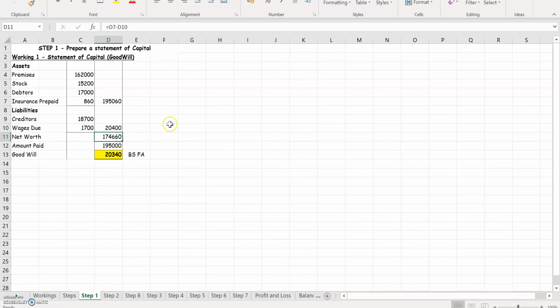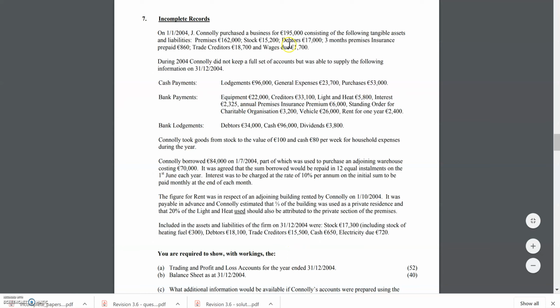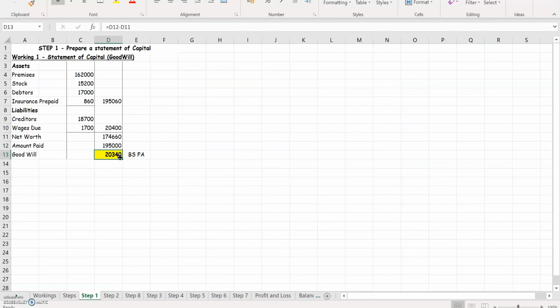So our net worth is 174,660. The amount we paid for it was 195,000. That's taken straight from here. You take one away from the other, and the difference then is your goodwill. That goes into your balance sheet in your fixed assets. That's step 1 completed, and then we get ready to move on to step 2.